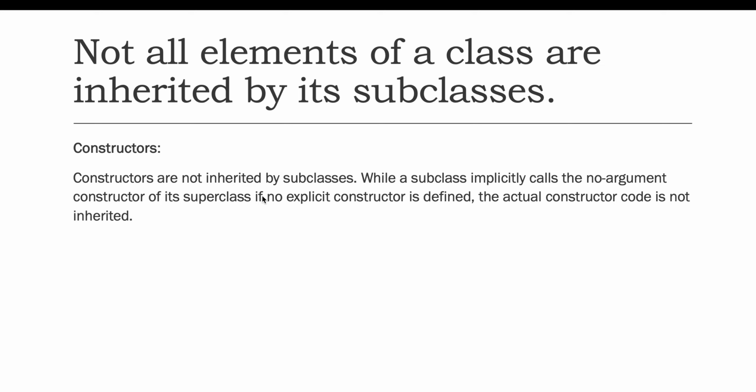So constructors are not inherited by subclasses, while a subclass implicitly calls the no-argument constructor of its superclass if no explicit constructor is defined. But the actual constructor code is not inherited. Meaning that if some constructor is defined in the superclass and we want to use it, we can call it. There is a keyword called super. Using that super keyword, we will be able to call the superclass instance variable, constructor and so on. But we can call it, we can use it, but we cannot extend it. That is the meaning of the constructor definition. We cannot inherit the constructor.